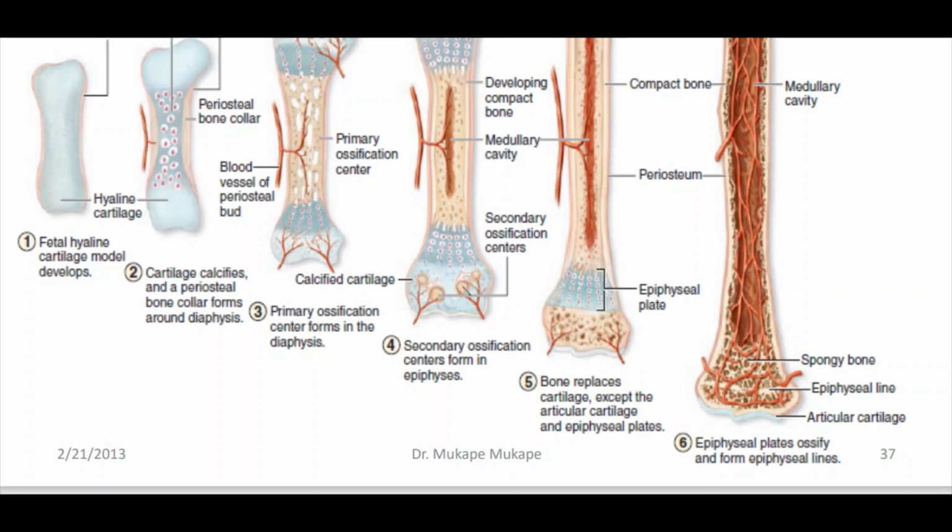And then when the epiphysis and the diaphysis ossify, there's a layer of cartilage that remains, that is called the epiphyseal plate. The epiphyseal plate is what we call the growth plate. So this bone will remain growing long because of the epiphyseal plate. When the epiphyseal plate fuses and becomes the epiphyseal line, then growth ceases to occur.